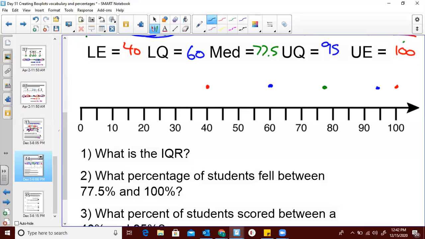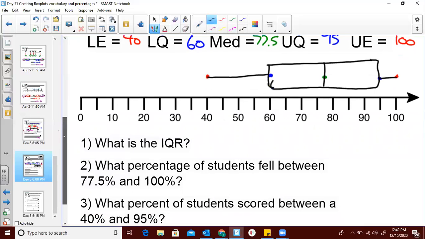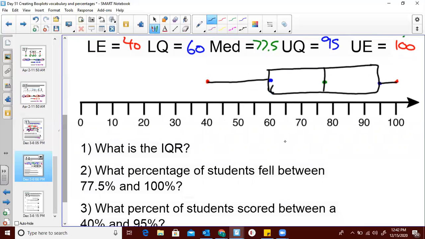Remember, a line from your lower extreme to your first quartile, a box connecting your 2 quartiles, a line from your third quartile to your upper extreme, and then a line down your median. So what's your interquartile range? Well, we know that it's going to be 95 and 60. So 95 minus 60 is 35.